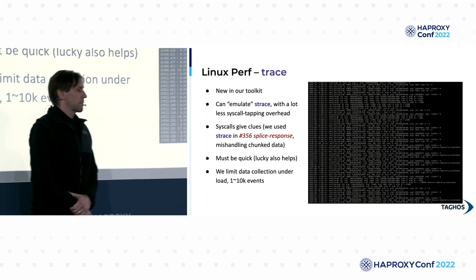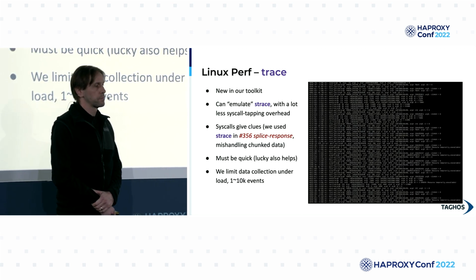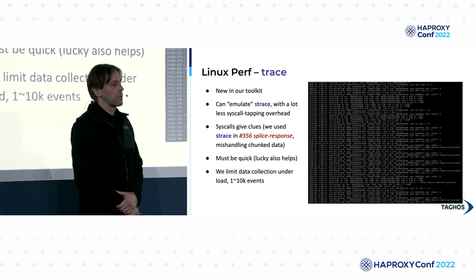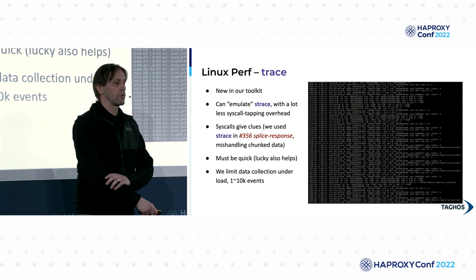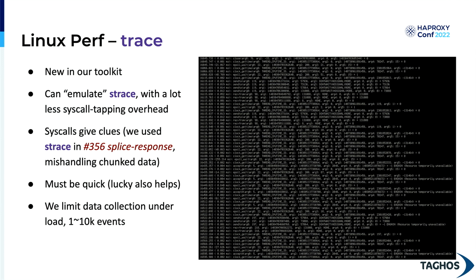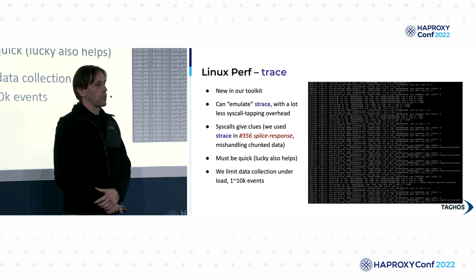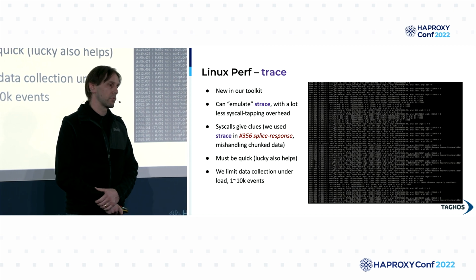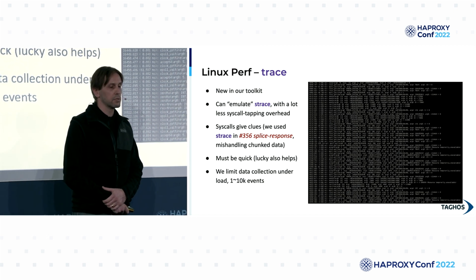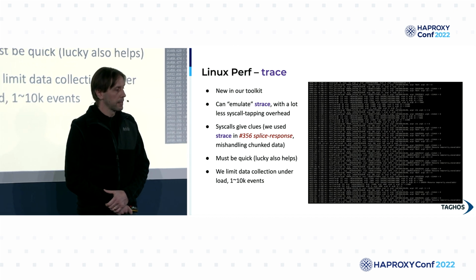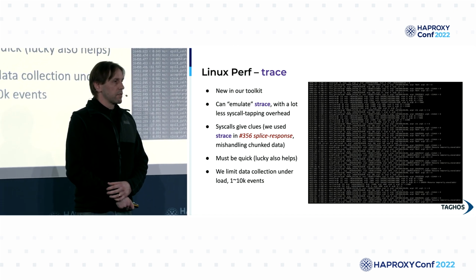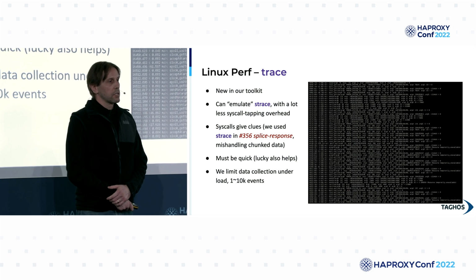Here we have perf trace. This is very new in our toolkit, because now we are rolling out newer servers, so we are rolling with newer kernel and perf as well. It allows us to emulate strace, but without the overhead, which, if you ever used strace, can get pretty high. System calls are very useful in providing clues.